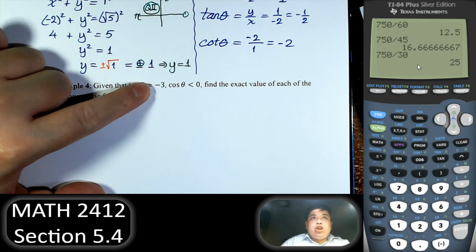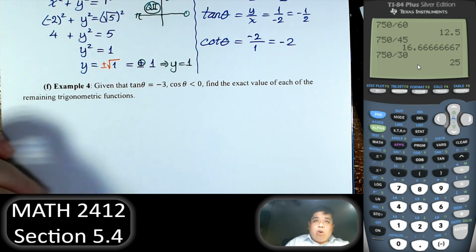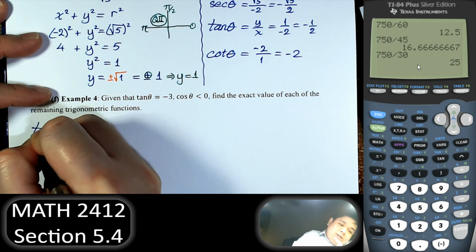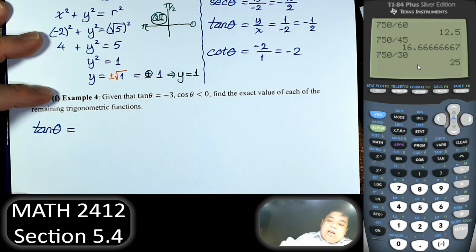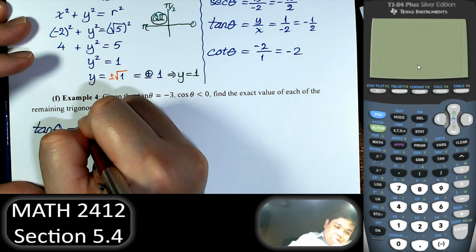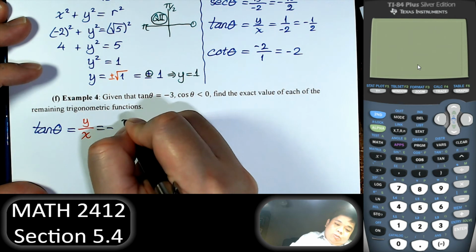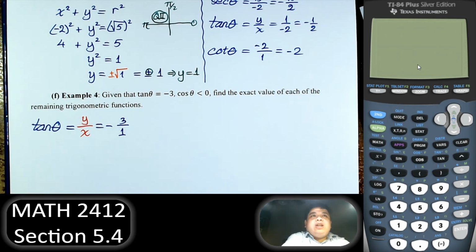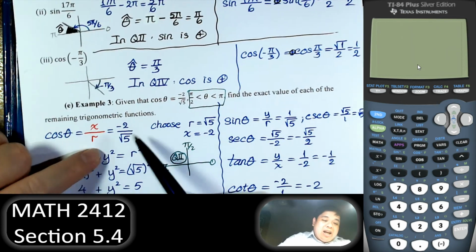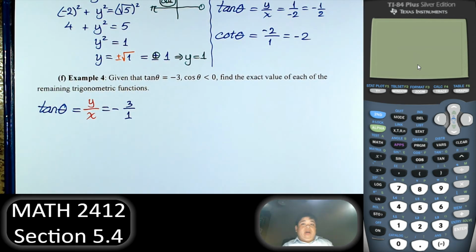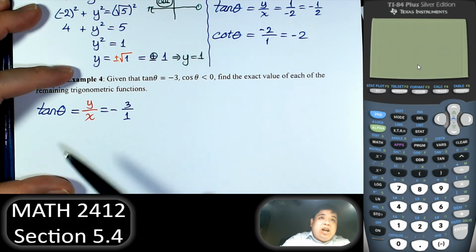Now tangent of theta is equal to negative 3, cosine is negative. So what do we know about that? First, we know tangent is y over x. And we know that this is negative 3, could be negative 3 over 1 or 3 over negative 1. Now the question is, is x negative or is x positive? Unlike the last problem, we know for sure r is positive. So this one we don't know: should the negative go with y or negative go with x?